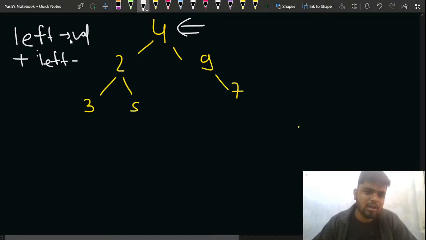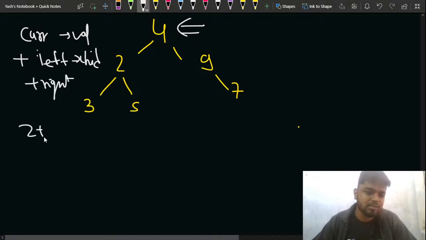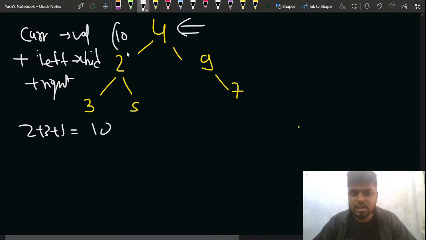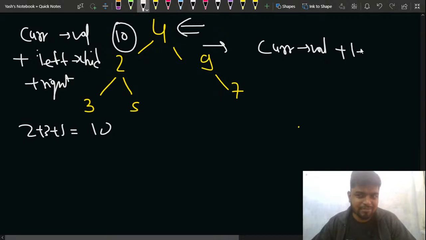Suppose this is my current node, then this will give me the left child. First of all, for the current node, suppose 2 is my current node, so current value plus left child for this, that is 3, plus the right child. So this gives us 2 plus 3 plus 5, which is nothing but 10, right? In this way you can get the left part completely, and for getting the right part you can do the same thing: current value plus the left value plus the right value for this particular subtree.